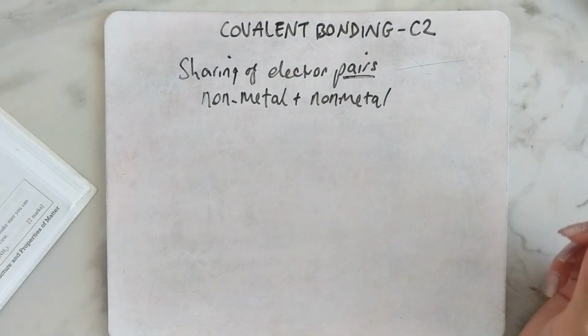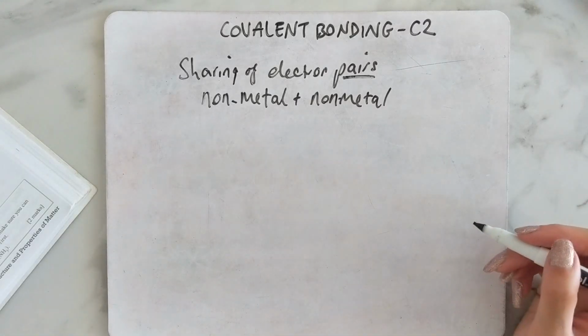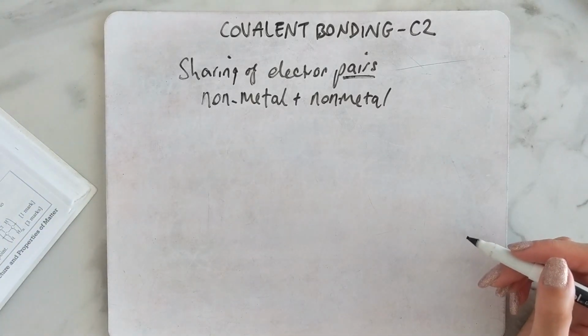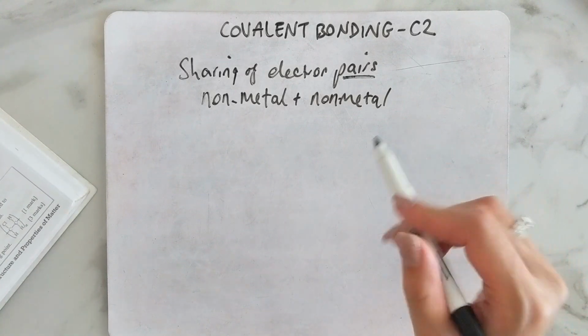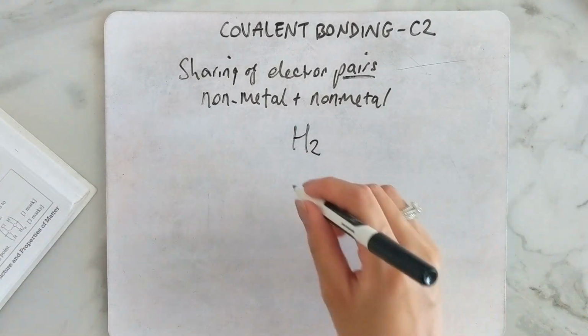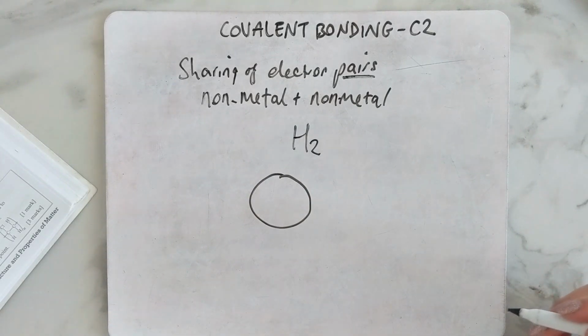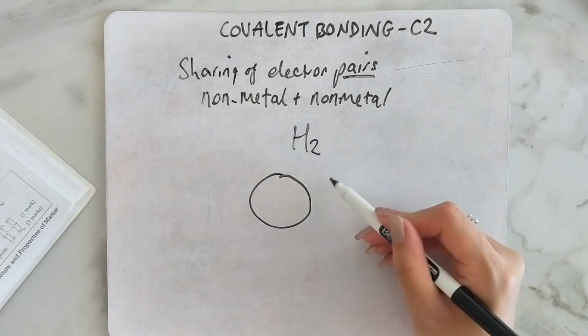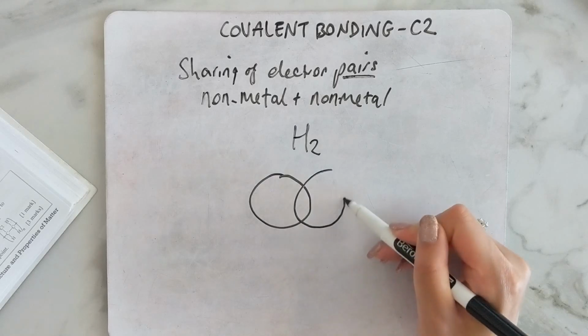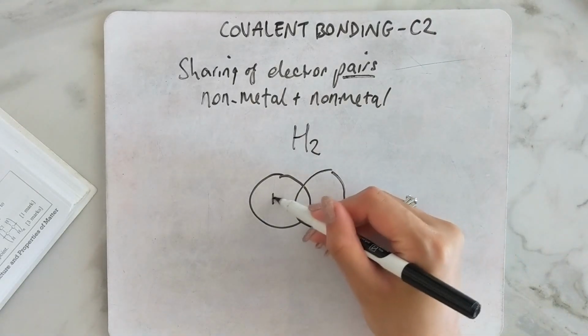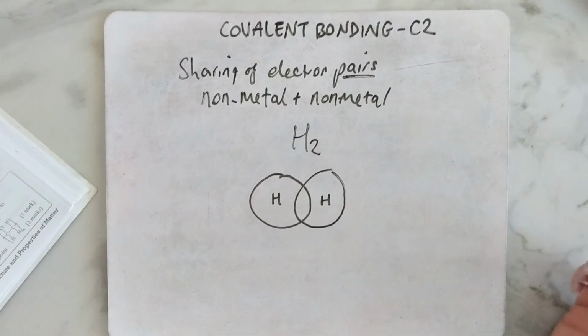So let's just jump straight in. I'll give you an example. Hydrogen, H2. What you do is you're drawing the 2, 8, 8 rule for these elements. But with covalent bonding, you have to overlap the rings like this. So that's one hydrogen and that's the other hydrogen.